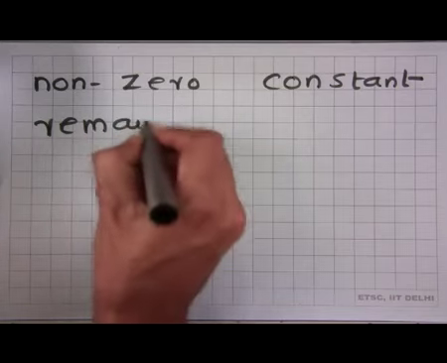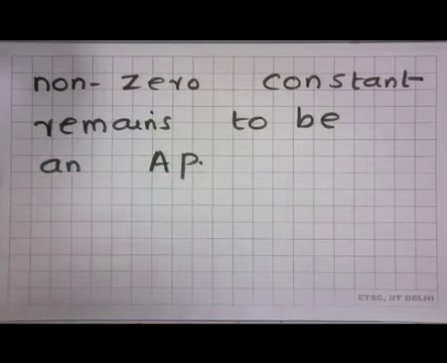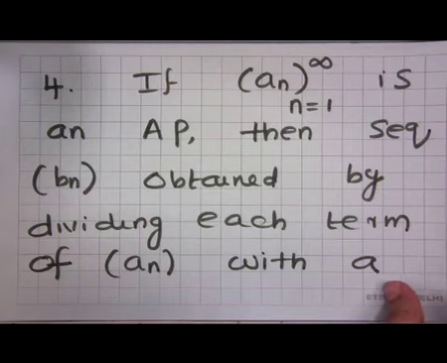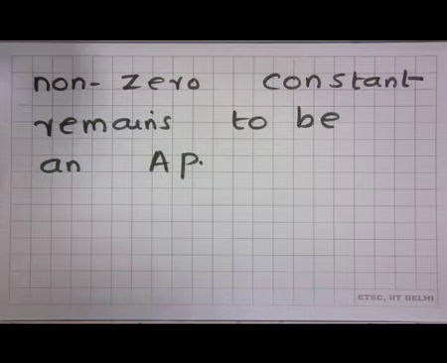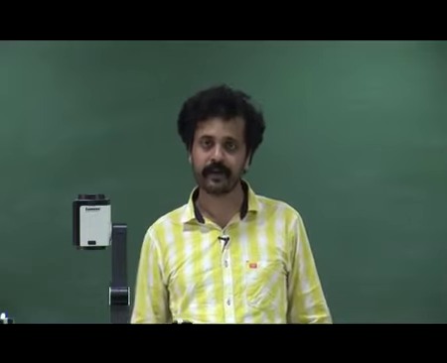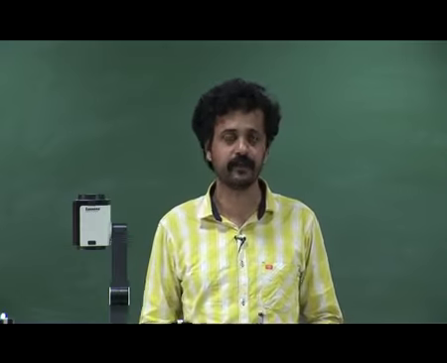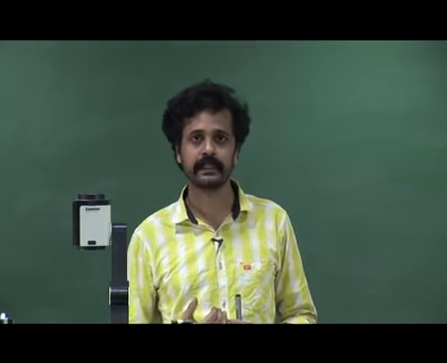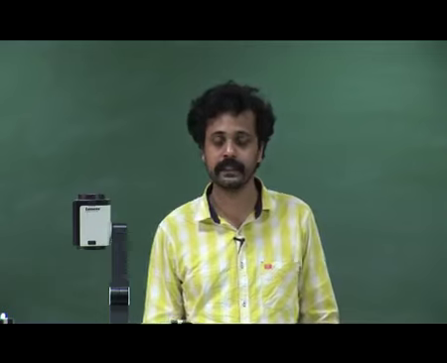Remains to be an AP. Given an AP, you can divide each term of that AP with a non-zero number. You can obtain a new sequence, and it's not hard to see that the new sequence is again an arithmetic progression. To sum up, we can construct an AP from a given AP by adding a constant to each term, by subtracting a constant from each term, by multiplying a constant with each term, or by dividing each term by a constant. In the case of division, make sure that the number with which you are dividing is non-zero.